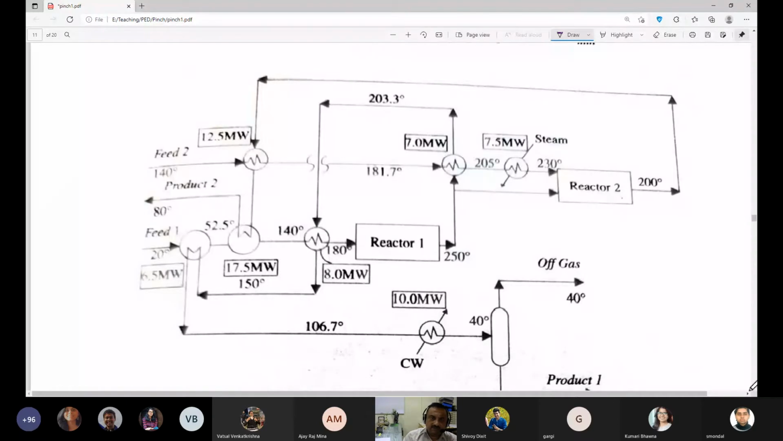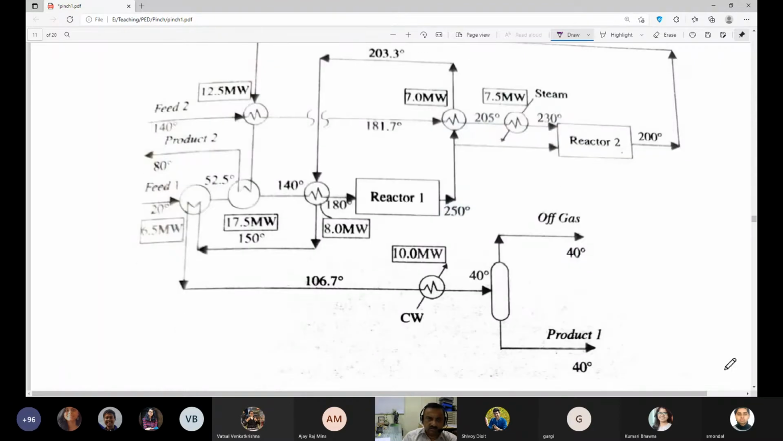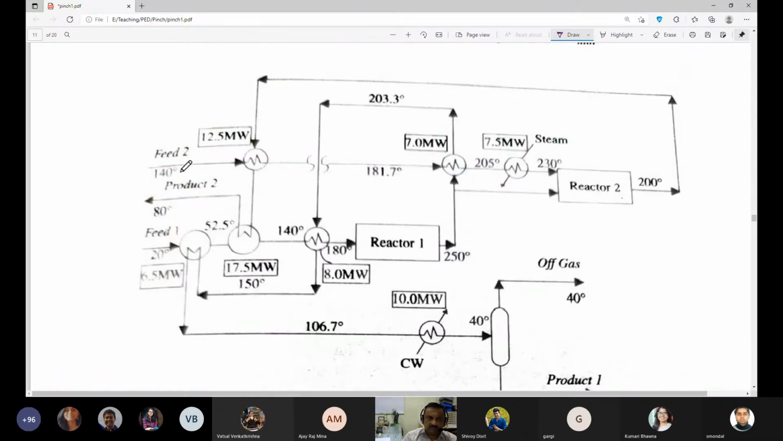Now, though we said that we will mix the streams and do this and that, how is it accomplished on a physical level? You can see this is how we can look at it. This feed was available at 140 degrees centigrade, and we have to raise it to 230 degrees centigrade before it goes to the reactor.